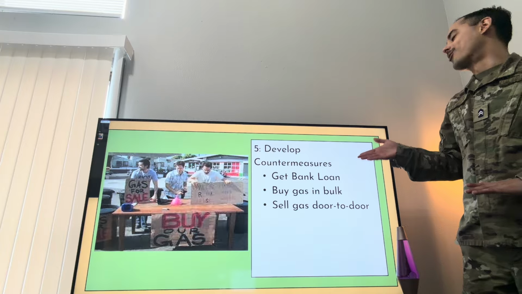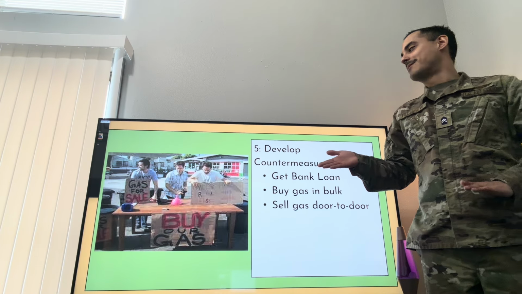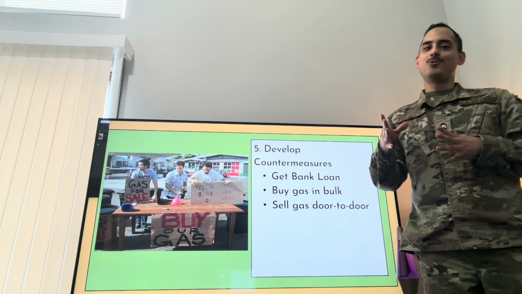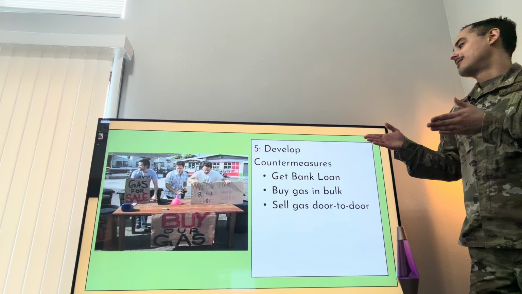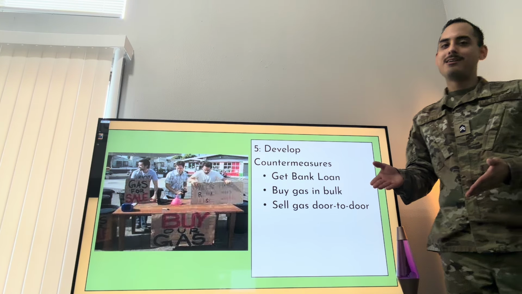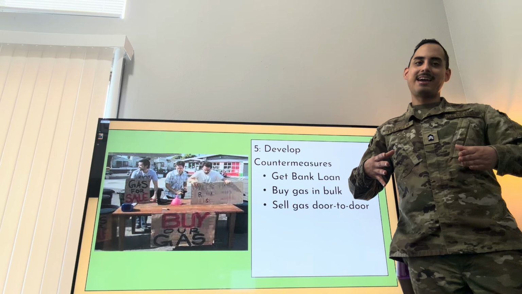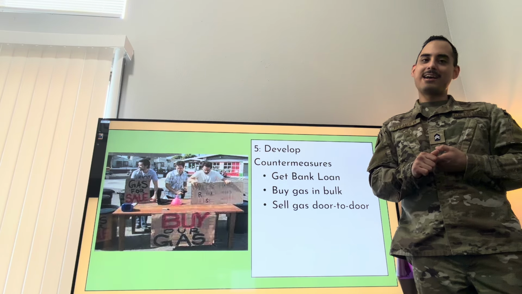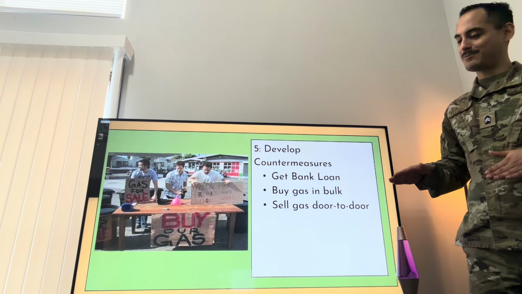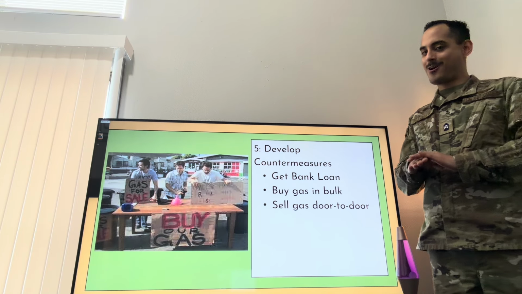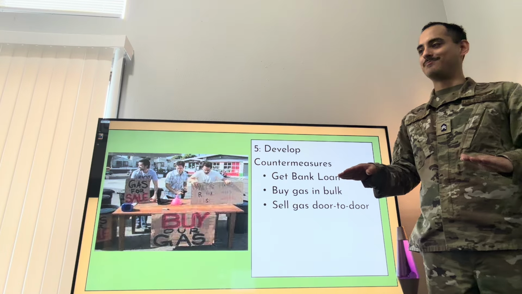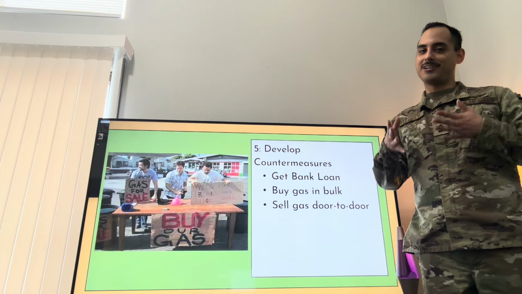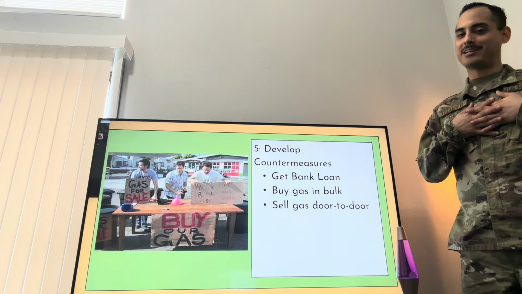So now they begin to formulate a plan, and their plan is pretty simple. They want to get a huge bank loan, buy as much gas as they can in bulk, and thus begin selling that gas door to door to customers directly, cutting out the gas stations completely. That way they can become the middleman, and then thus they can fully profit and exploit the situation.